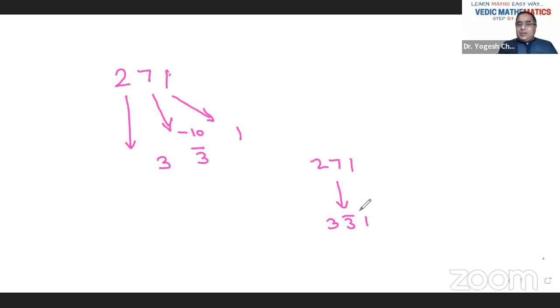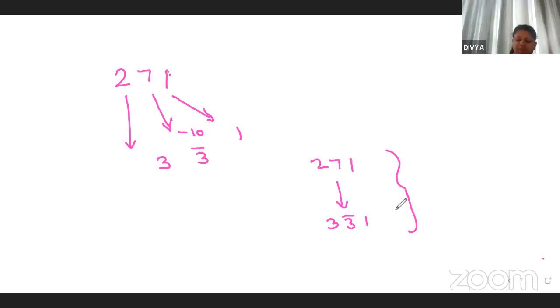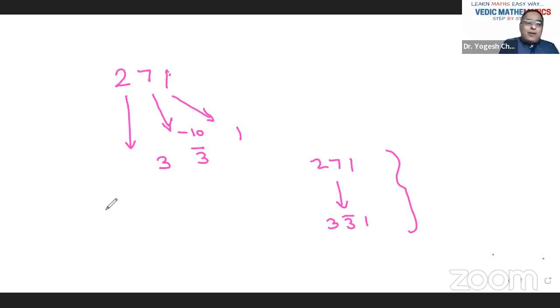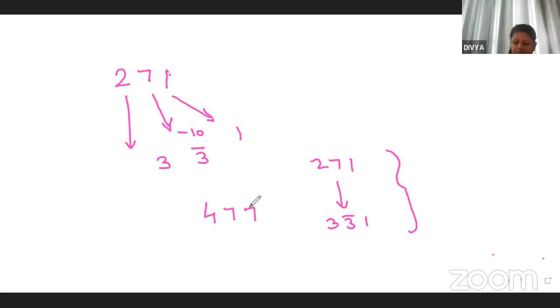Got it? Now again, you can verify it. Any doubt, any question you have in your mind now? Yes, Divya. Any questions? No, sir. Fatima? No, sir.